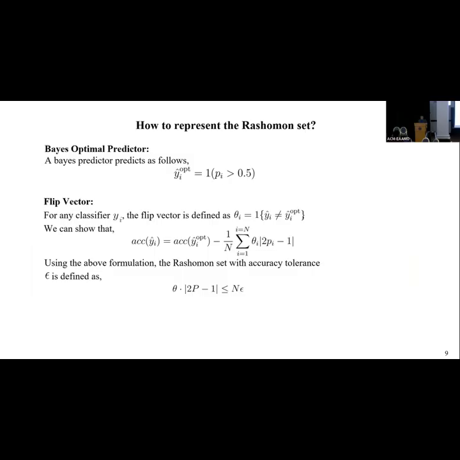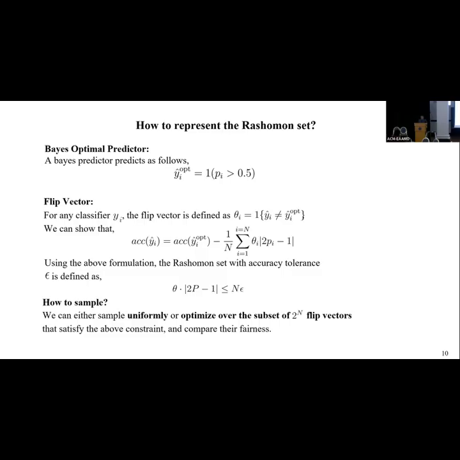Before we get into the results, let's discuss our formal setup. We think of the Rashomon set as a set of models within accuracy epsilon of the Bayes optimal predictor on a given data distribution. To think about this set of models, we introduce a concept of a flip vector that represents a different model's predictions. The ith entry of the flip vector is set to 1 if the model predicts differently compared to the Bayes optimal predictor on that point. Then we can show that the Rashomon set is a group of models that have flip vectors such that their dot product with this quantity 2p minus 1, which we call the weight vector, is less than or equal to the error threshold.